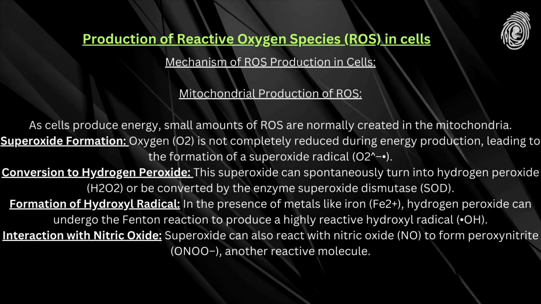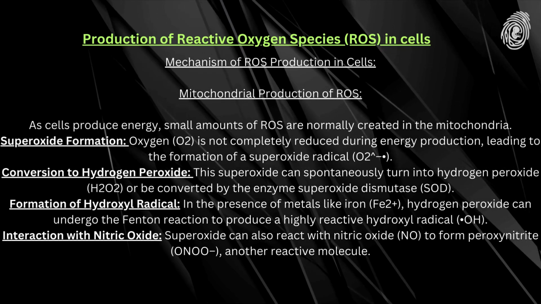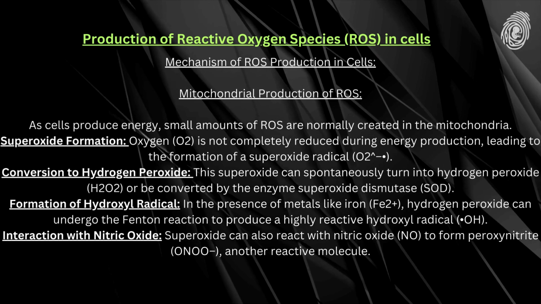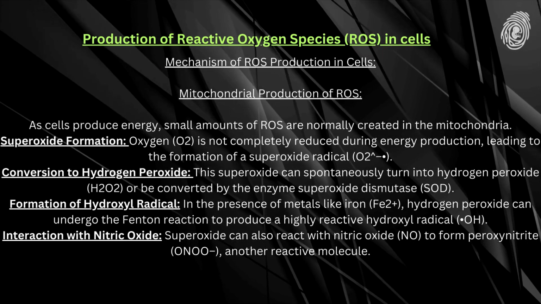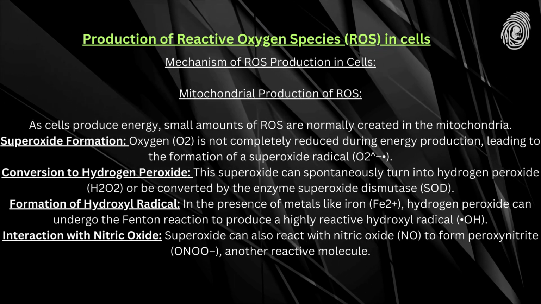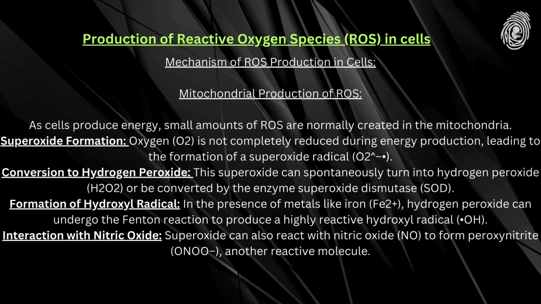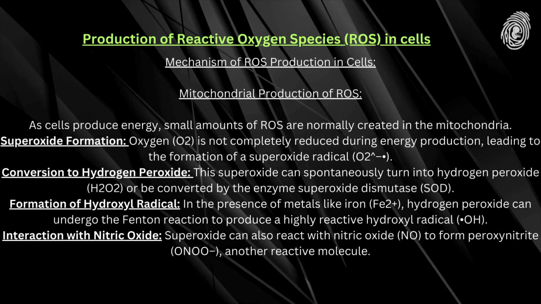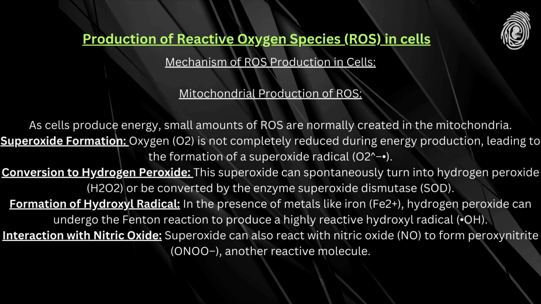Production of reactive oxygen species, ROS, in cells. Mechanism of ROS production in cells. Mitochondrial production of ROS: as cells produce energy, small amounts of ROS are normally created in the mitochondria. Superoxide formation: oxygen is not completely reduced during energy production, leading to the formation of a superoxide radical.